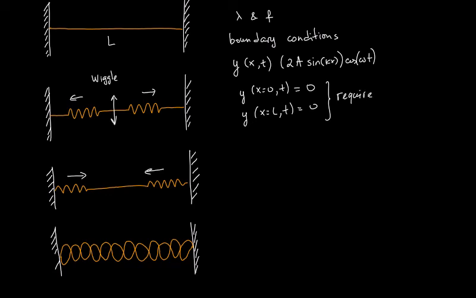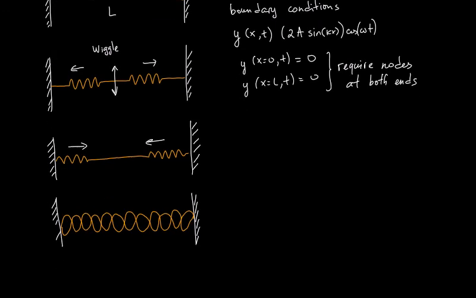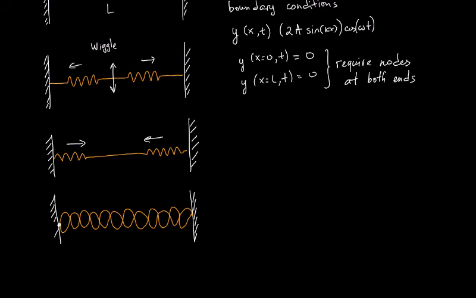So this requires nodes at both ends. If we look back at the picture, here we see this one is x equals 0. We have a node. And on the right side, we also have a node, and that's at x equals L.